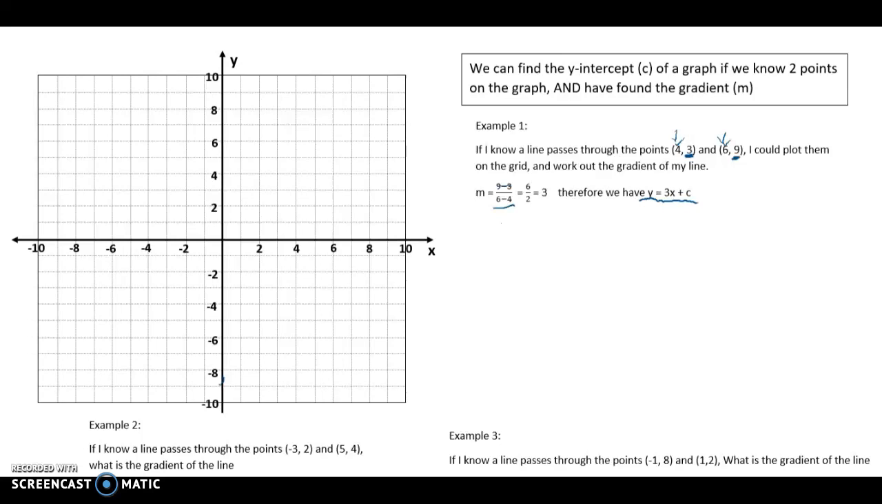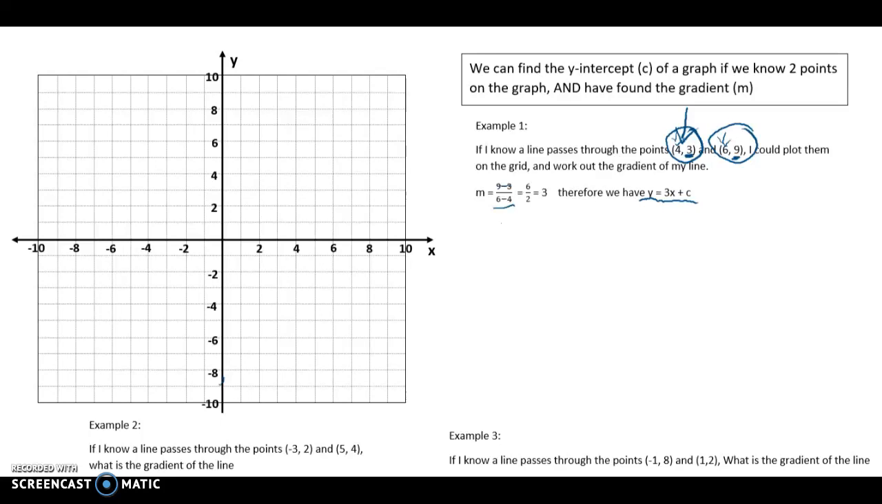Now what I need to do is choose one of these points to substitute back in. I'm going to choose the (4, 3) one, just because they're smaller numbers. It doesn't matter whichever one I choose, it will still work. You can try it with the (6, 9) when I'm done.